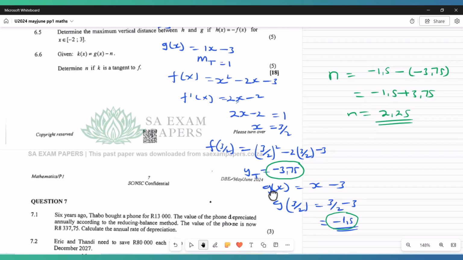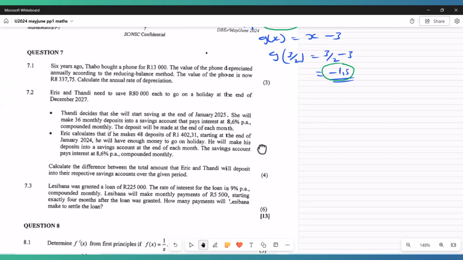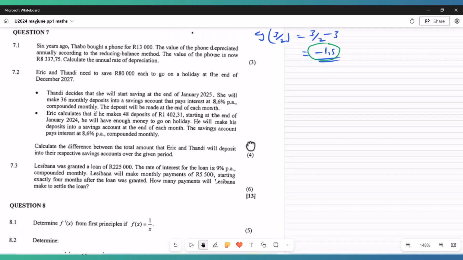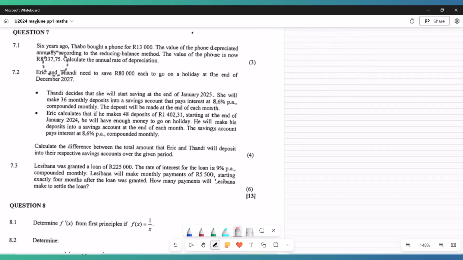Okay, next question here. That is question 7. What does it say? They say here that 6 years ago, Tabo bought a phone at 1300. The value of the phone depreciated annually according to the reducing balance method. The value of the phone is now this much. Calculate the annual rate of depreciation. So it is depreciating using the reducing balance method, so we know the initial price and even after depreciation. So we want to get the rate of depreciation. So that's question 7.1.